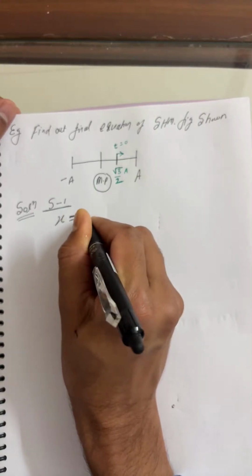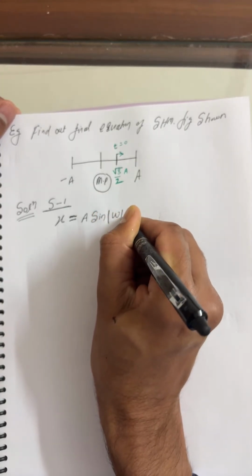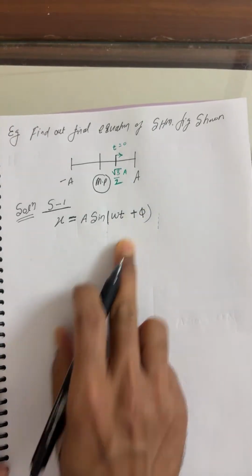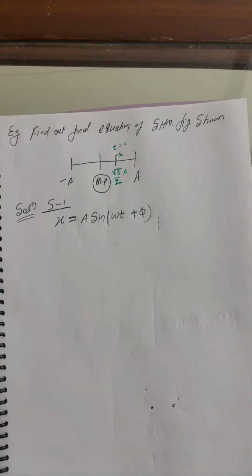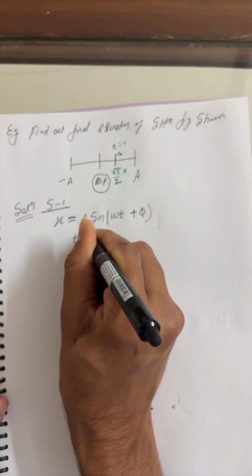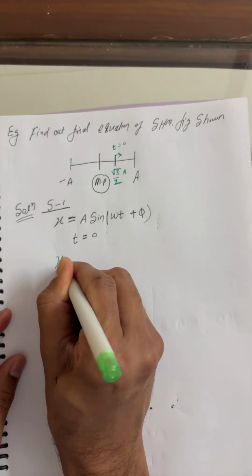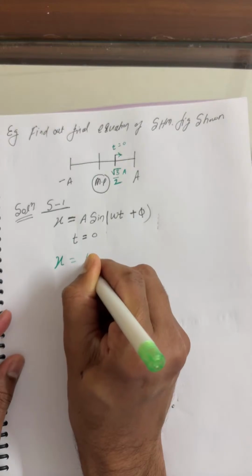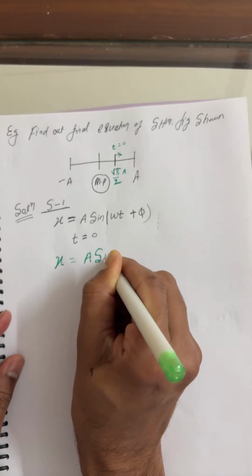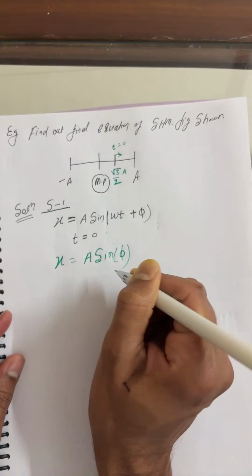X equals A sine(omega t plus phi). In this equation, students, you have to first put t equals 0. Then you can write x equals A sine phi.